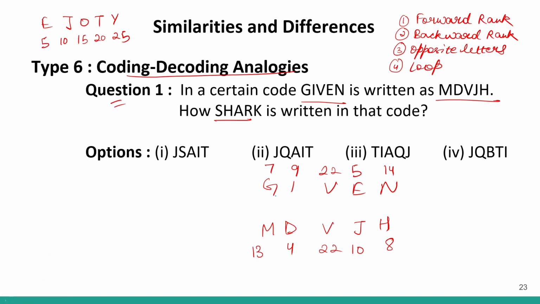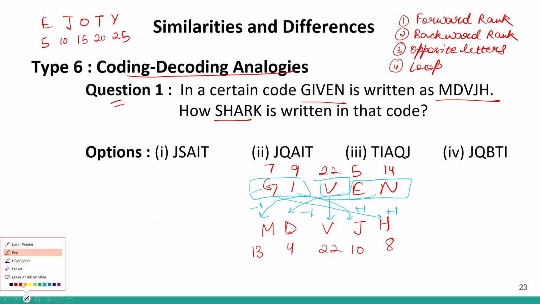From 7 to 8, that means here we are going +1. From I to J, we are going +1. V is in the same position. From E to D, we are going -1. And from N to M, we are going -1. So I can say that for the first two alphabets, we are going +1. For the middle, we are remaining in the same position. And for the last two alphabets, we are going -1. This is what the logic is according to this question.